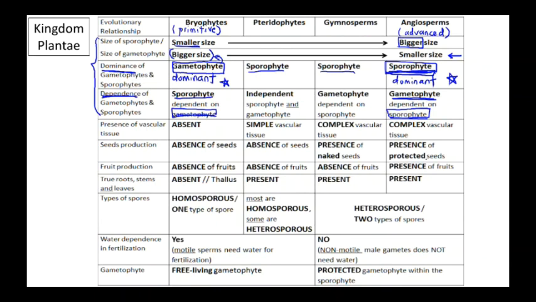But something is special here about Pteridophytes. Pteridophytes, being in the middle of the evolution of plants, have independent Sporophyte and Gametophyte, which means that the two generations do not depend on each other.